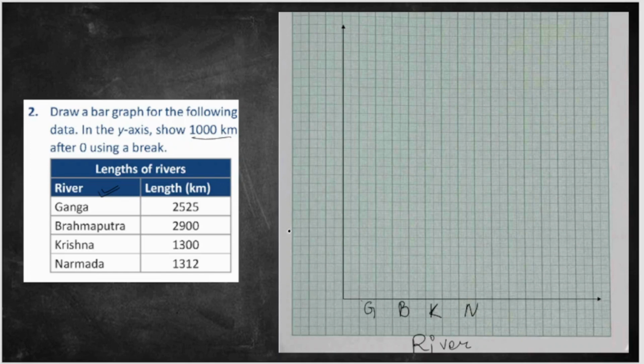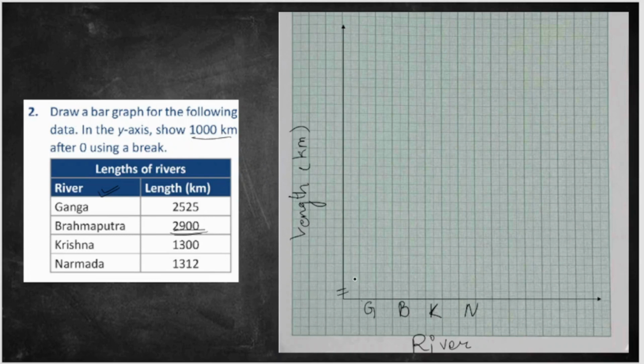Now on the y-axis, what do we need to take? We need to take the kink sign first. What we are writing on the y-axis, we are writing length. So length in kilometer we are writing. So we have to use the kink sign and show 1000 kilometer after 0 using a break. Okay. We'll show 1000 kilometers. Yes. And then you can see we need to go till 2900.